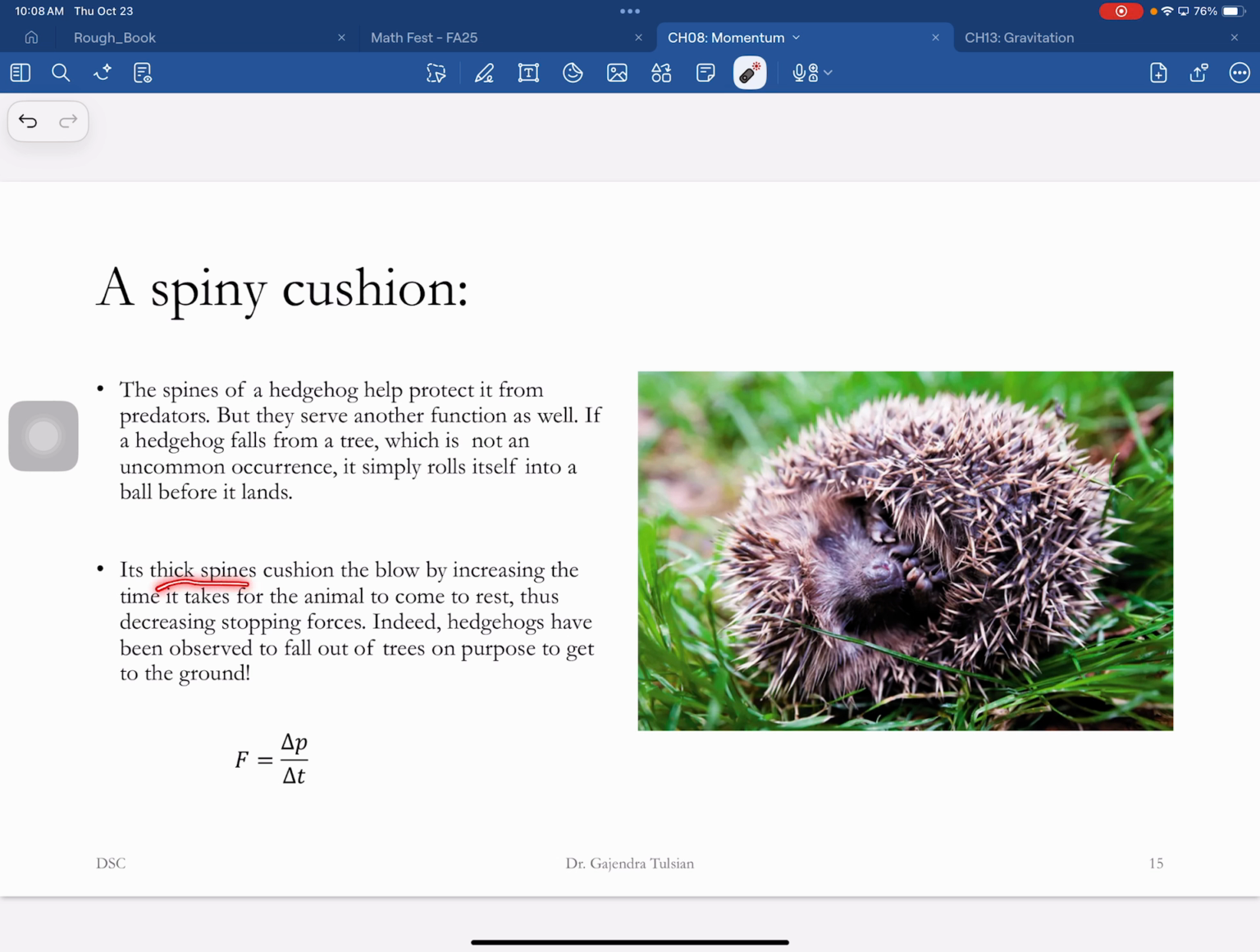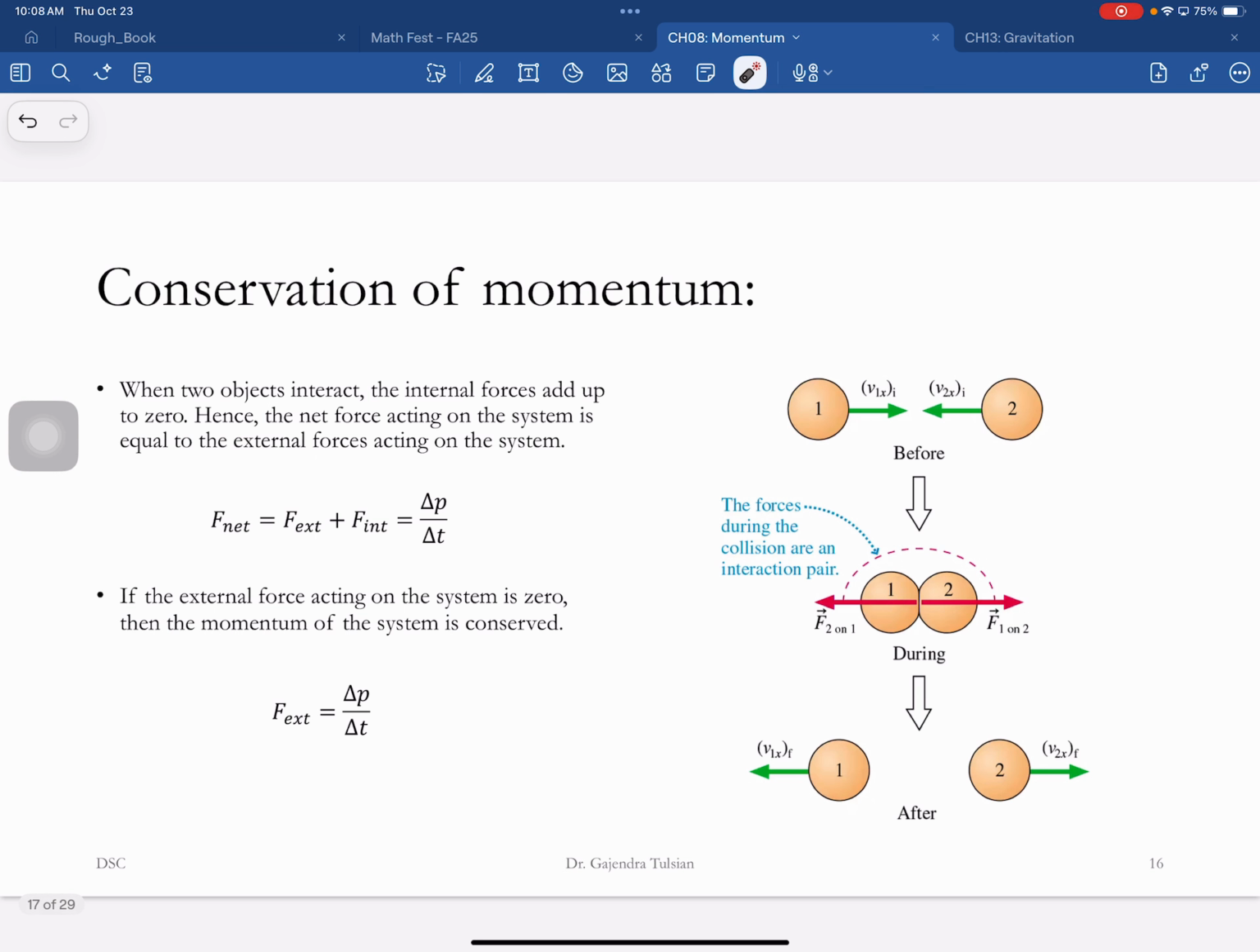Its thick spines cushion the blow by increasing the time it takes for the animal to come to rest, thus decreasing the stopping forces. It's increasing the stopping time. Indeed, hedgehogs have been observed to fall out of trees on purpose to get to the ground faster. So when you have an airbag, you might as well use it, right? And I'm sure teenage hedgehogs just climb up the tree just to fall down, right?